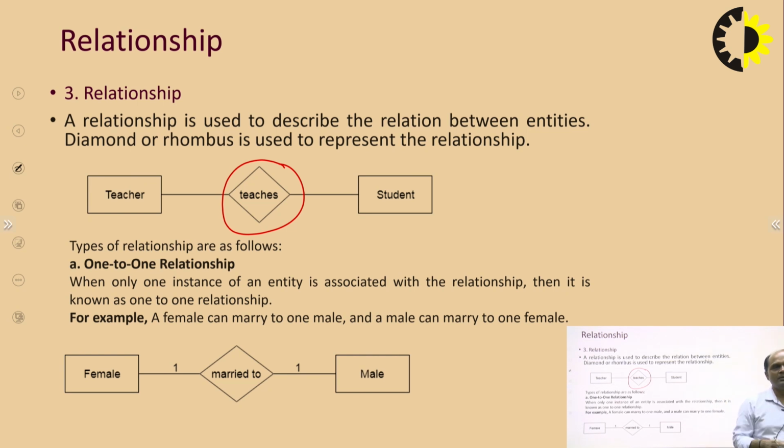And for the one-to-one relationship, suppose a female can marry one male and a male can marry one female. That can be shown in the diagram. A female can marry one male, or vice versa, one male can be married to one female. That is the example of a one-to-one relationship. When does a one-to-one relationship exist? When only one instance of an entity is associated with the relationship, it is known as a one-to-one relationship.